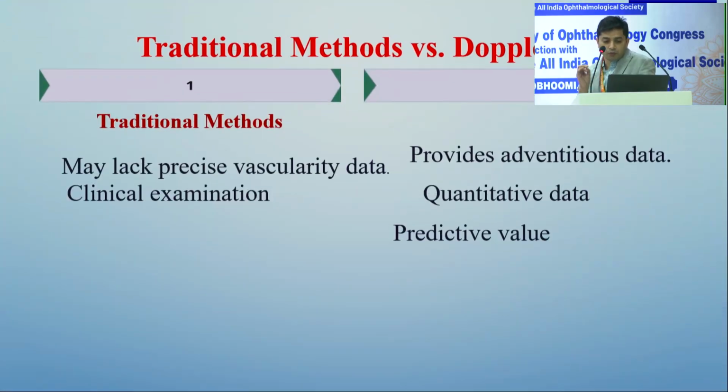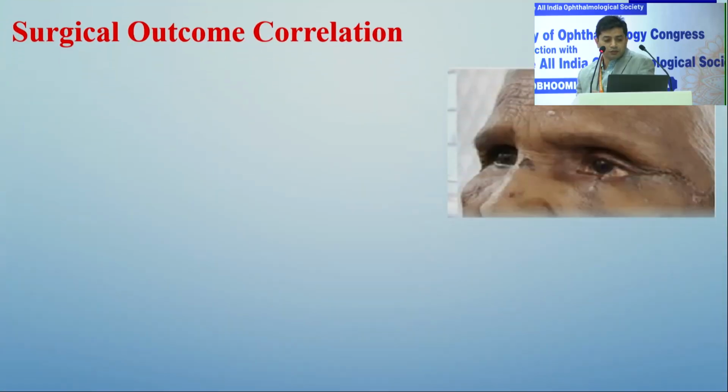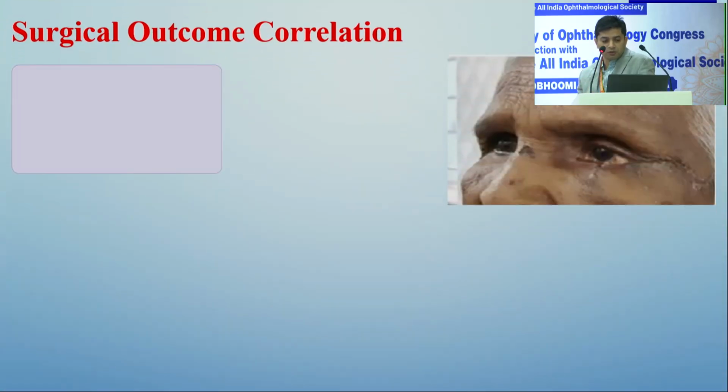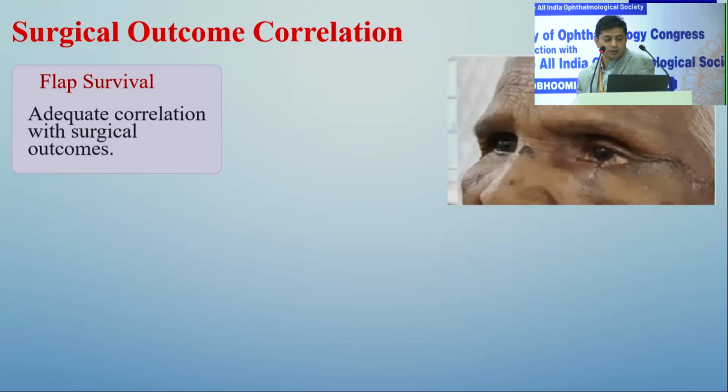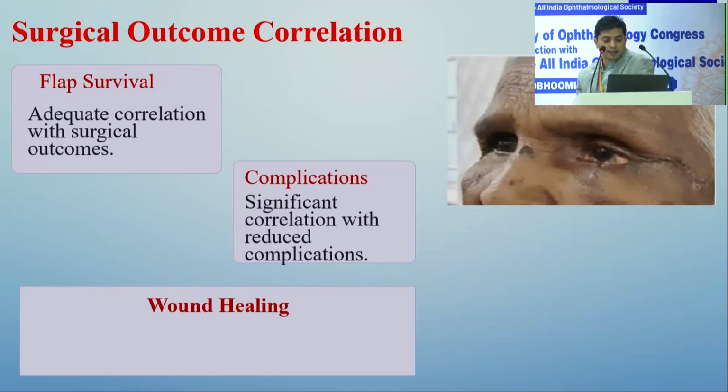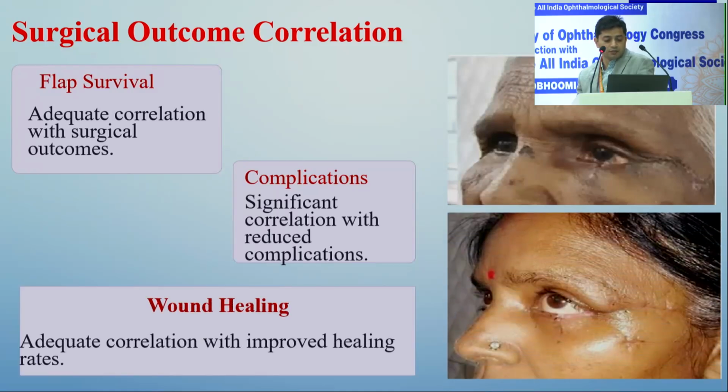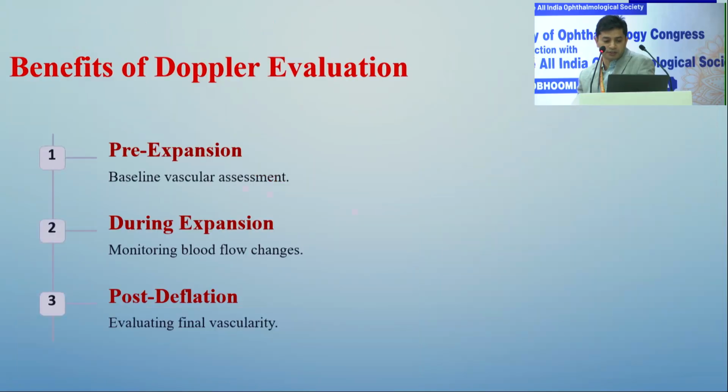So the Doppler, compared to the other traditional methods that were explored previously, gives more quantitative, predictive, and advantageous data, and the previous data were mainly dependent on clinical examination. And the outcomes of the balloon catheter were also surgically correlated. There was an increased amount of blood flap survival. The complication rates severely decreased from the other conventional methods, and wound healing has improved over a period of 3 days, which required many weeks in the previous studies.